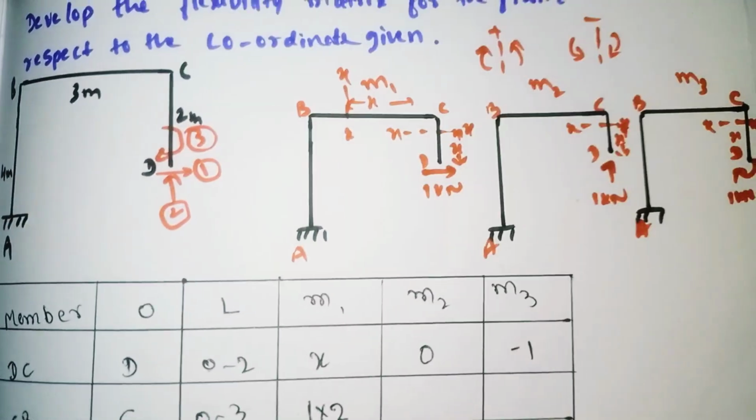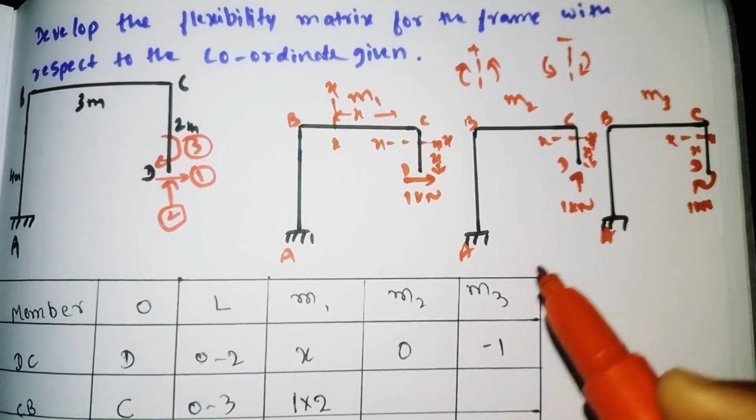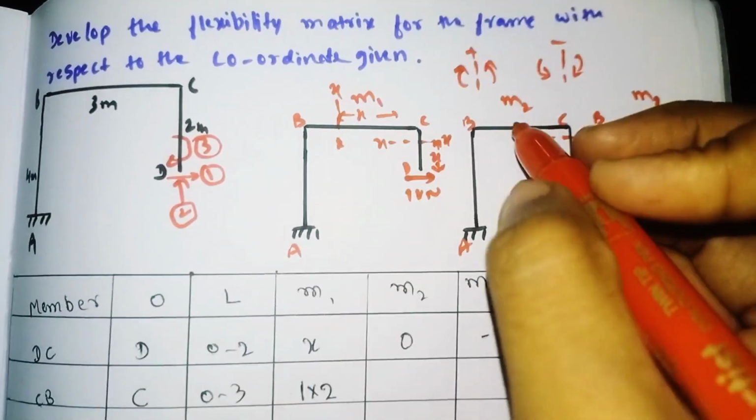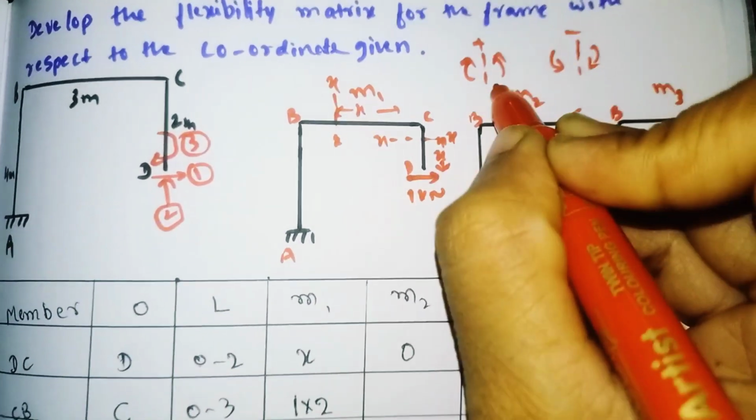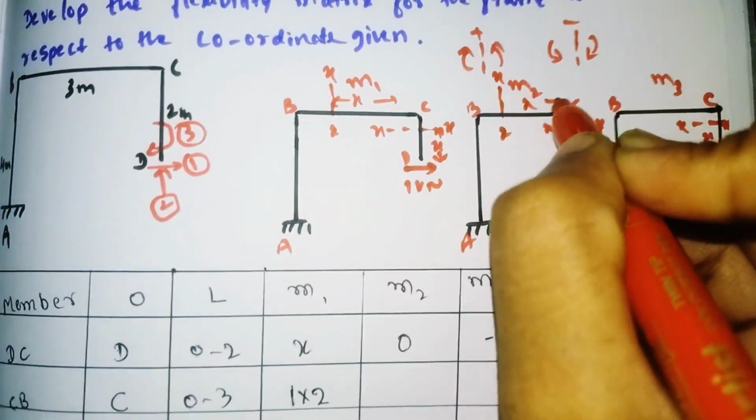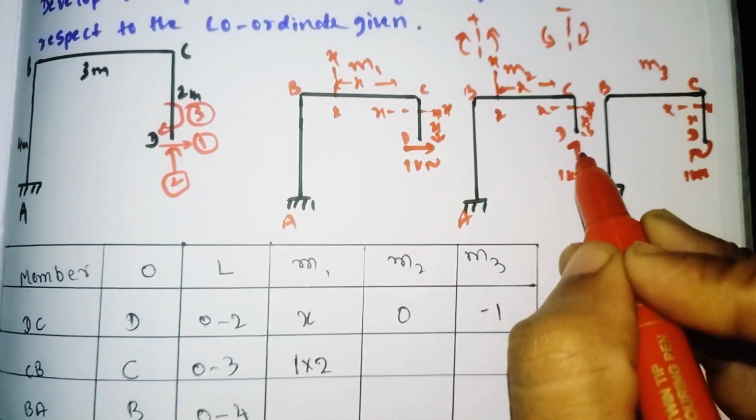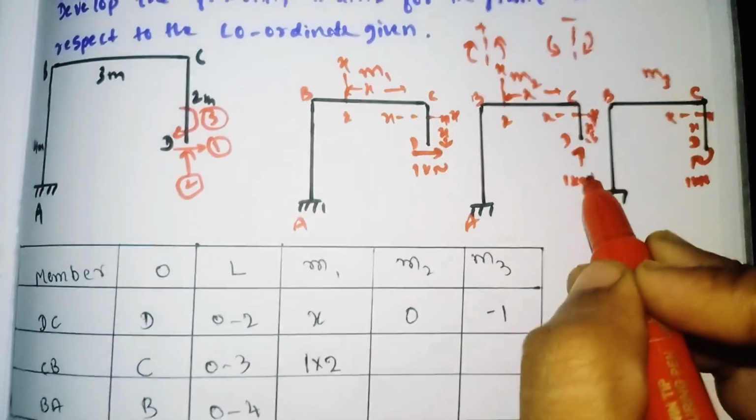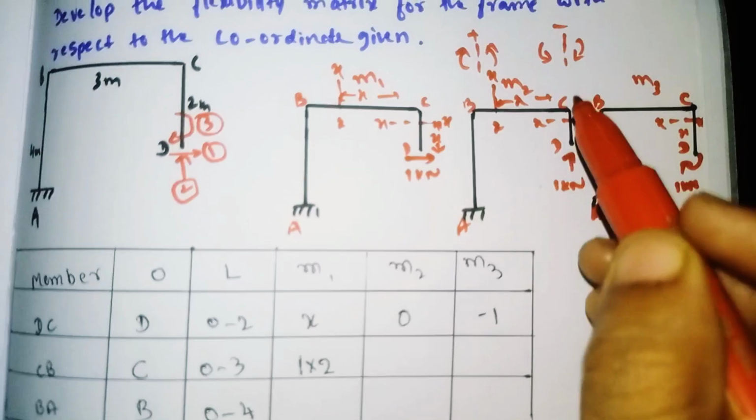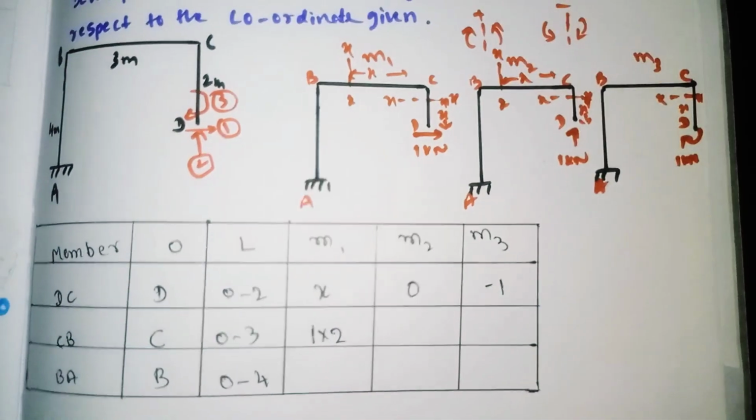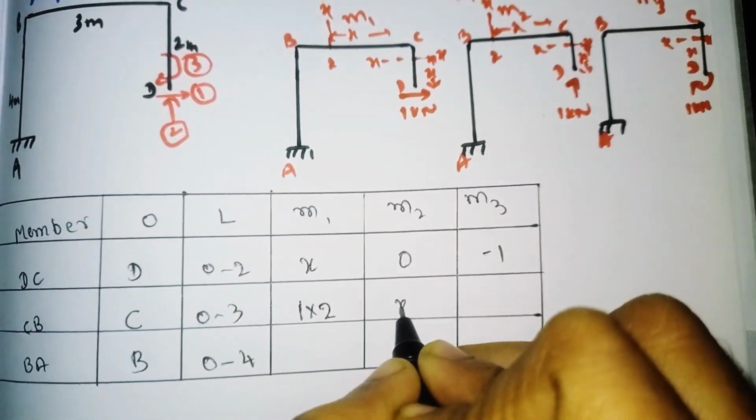Similarly for CB, if you cut the section at a distance of x along the x-axis from the origin C, it is going upward. Now we need to take the positive. So 1 into the distance x, 1x. 1x is nothing but x.